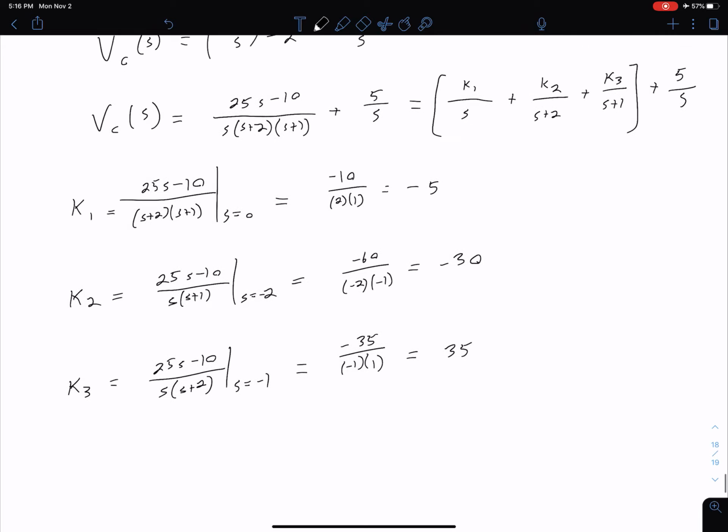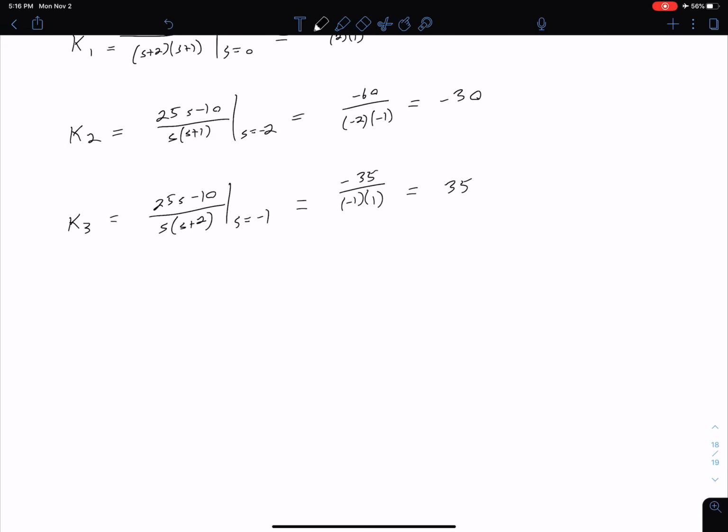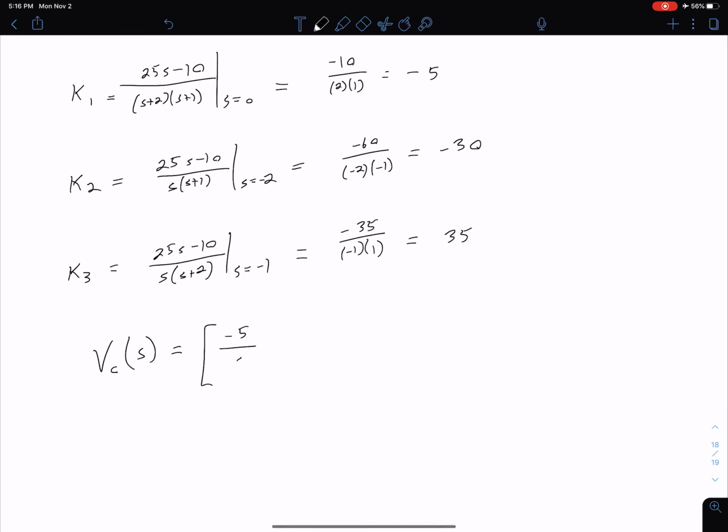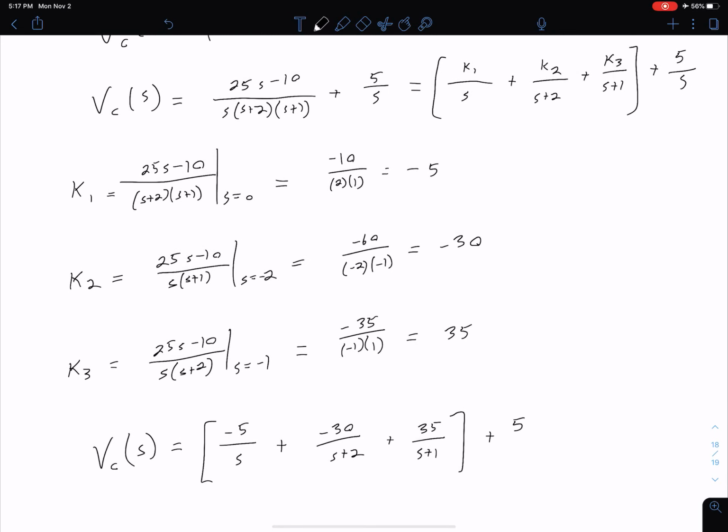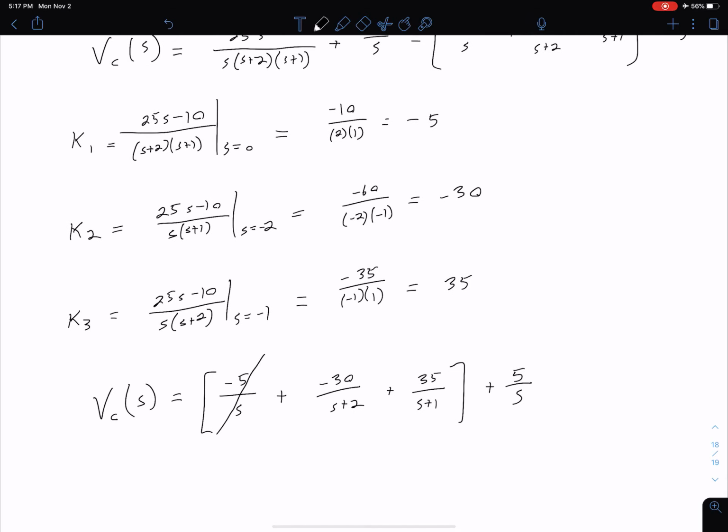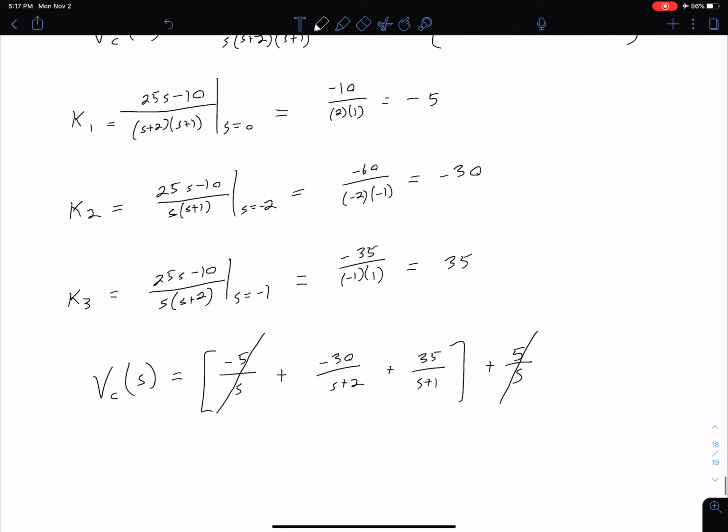So now that we know all of our coefficients, we can plug in and we see our VC of s is equal to -5 for K1 divided by s, plus -30 divided by s plus 2, plus 35 divided by s plus 1, and then remember we also had this plus 5 over s term. And so in this case, what we can see is that this -5 over s will cancel out with this 5 over s. That's not necessarily always going to be the case, but in this case we do have that initial condition term canceling out.